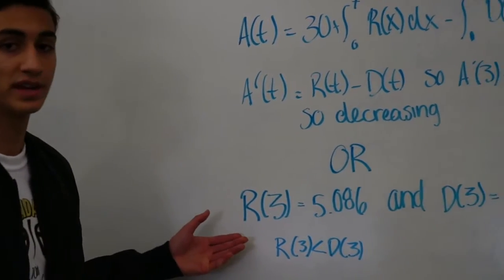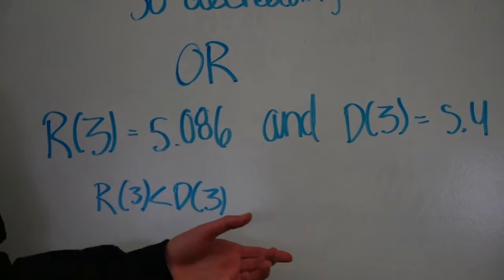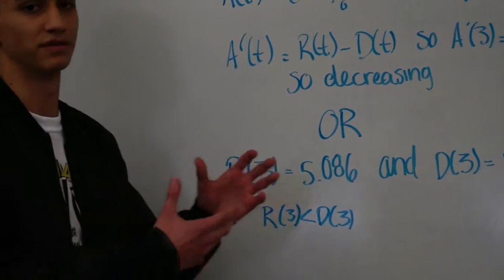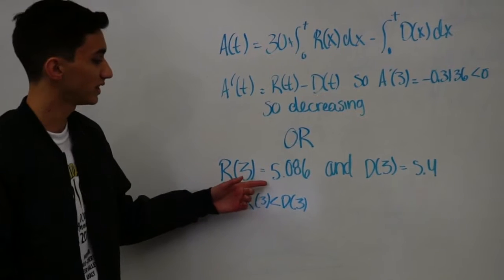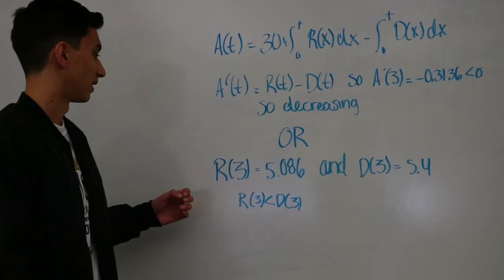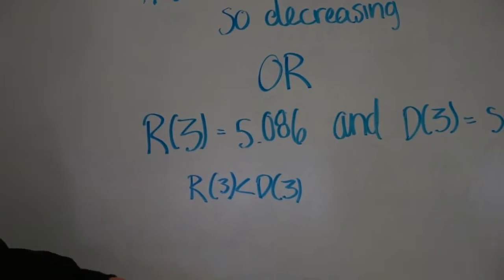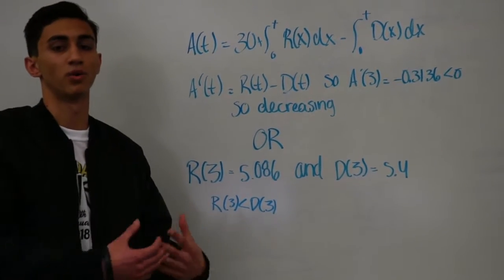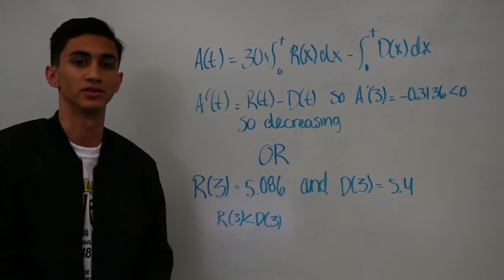And so then another way that Mr. Calculus offers to do it is to find R of 3 and then to find D of 3 and compare them. To find the rate at which water is flowing in and the rate at which water is draining out. So we find that R of 3 is equal to 5.086 and D of 3 is equal to 5.4. Based on this, we can conclude that D of 3 is greater than R of 3. So therefore, water is being drained out at a larger rate, at a faster rate than water is being flowed in. So therefore, it is decreasing at time equals 3 hours.